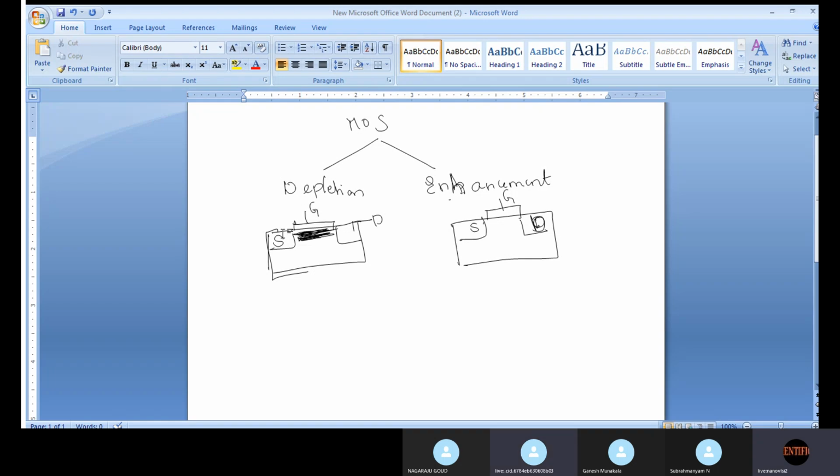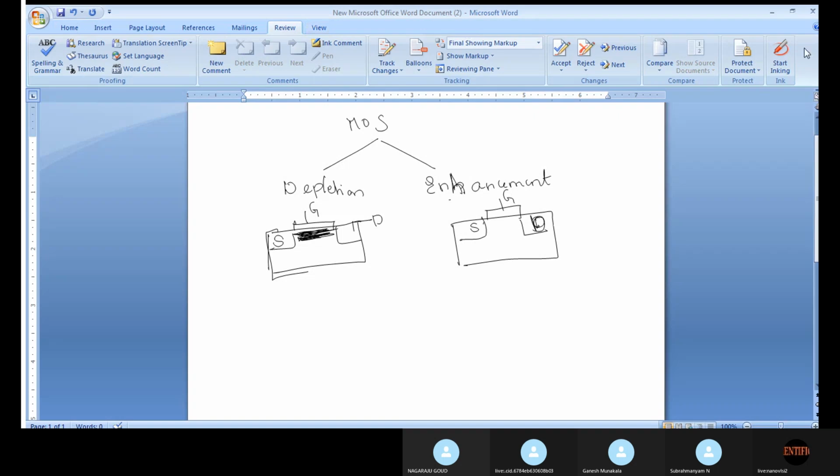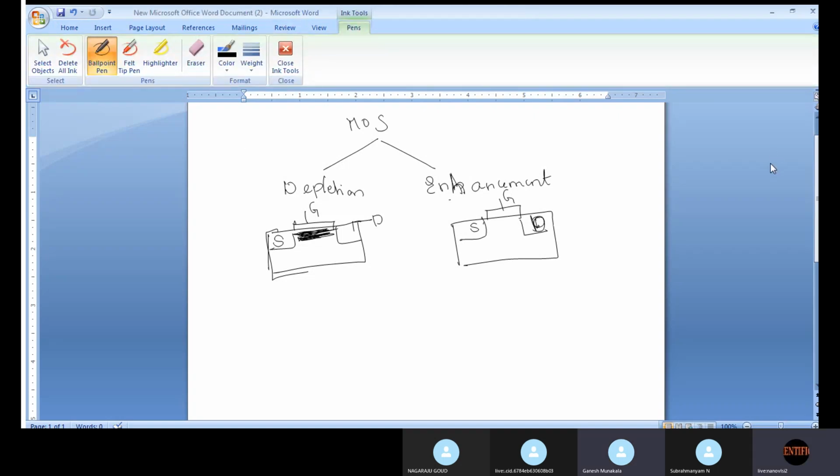So this is the gate. In the depletion mode MOSFET, some layer is found near the gate. You can see some layer in the depletion mode MOSFET which is not there in the enhancement mode MOSFET. What is that layer actually? This layer you are seeing is nothing but the channel. This black color is the channel.